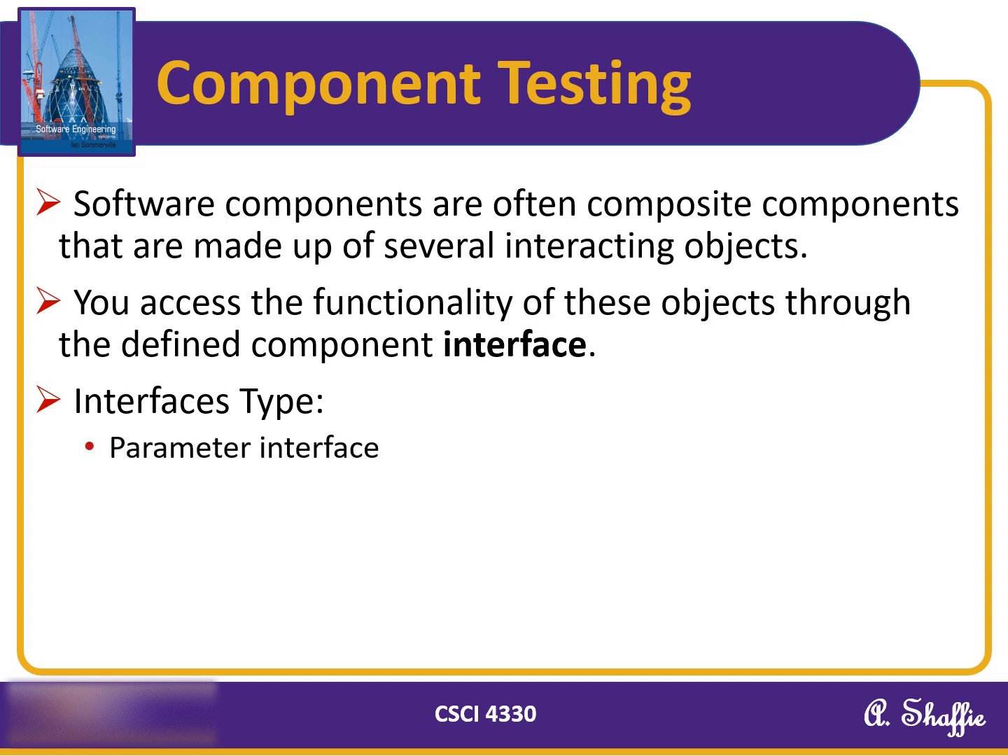The first one is parameter interface. In this type, data are passed between components. For example, methods or functions often use parameter interfaces to exchange information when a method is called. So I have a function, let's say it will calculate the square, and I want to use it for a certain reason in another function. So I will call the square function, and I will pass the parameter, which is the data that I want to be squared.